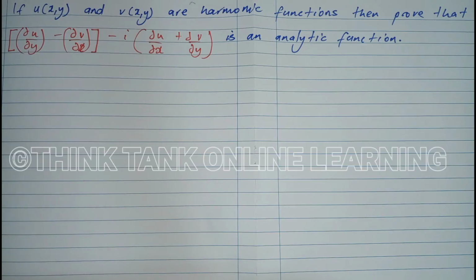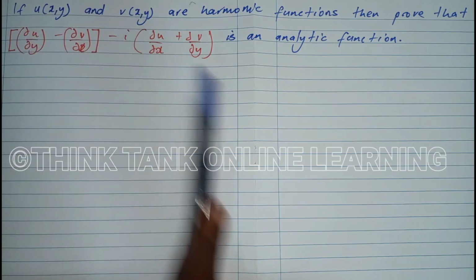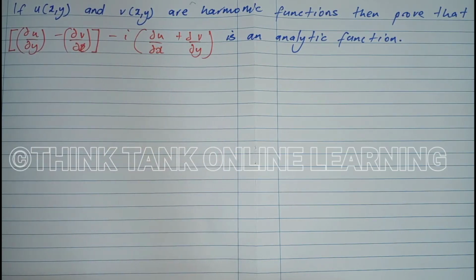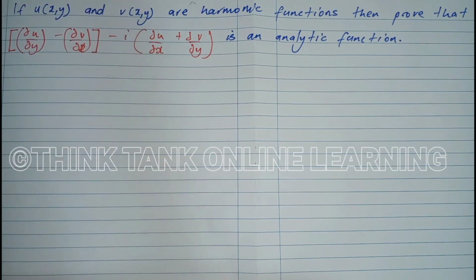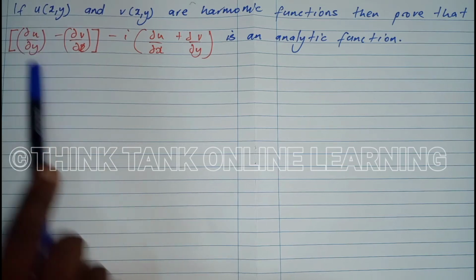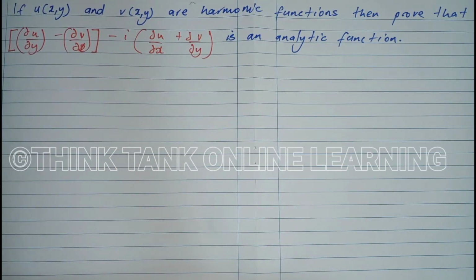In this video, I want to show that this function is analytic. Given that u(x, y) and v(x, y) are complex functions, remember that u is the real part and v is the imaginary part. So I want to determine if this is analytic. What are we going to do?